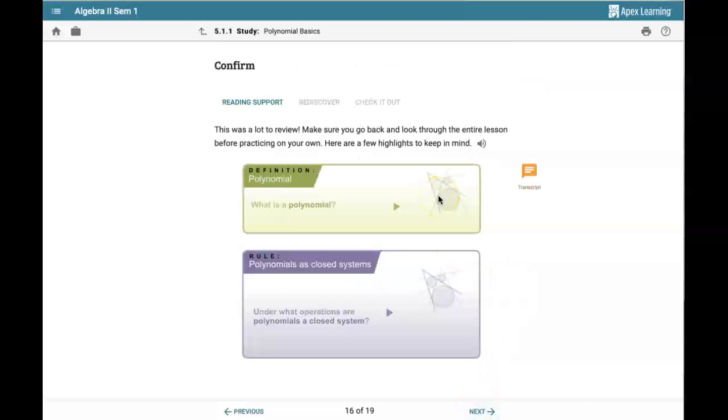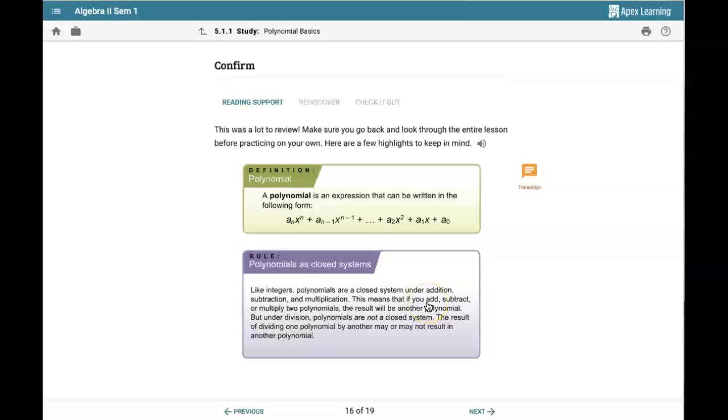Now, if we continue with the polynomials, again, a polynomial is an expression that can be written in the following form. Polynomials as closed systems: like integers, polynomials are closed systems under addition, subtraction, and multiplication. That means if you add, subtract, or multiply, the result is going to be another polynomial. However, under division, polynomials are not closed systems, because dividing one polynomial by another may or may not result in another polynomial. Individually they can be polynomials, but when you put them together, the original expression is then not a polynomial.